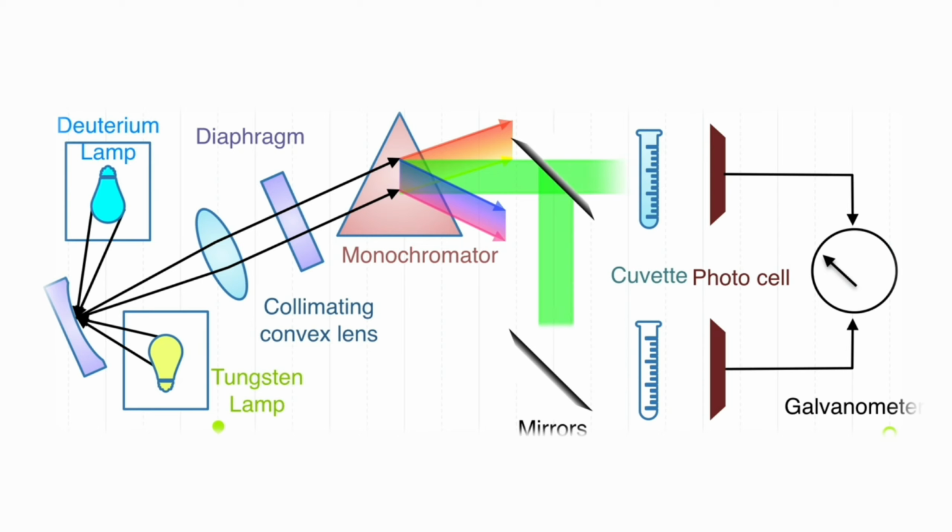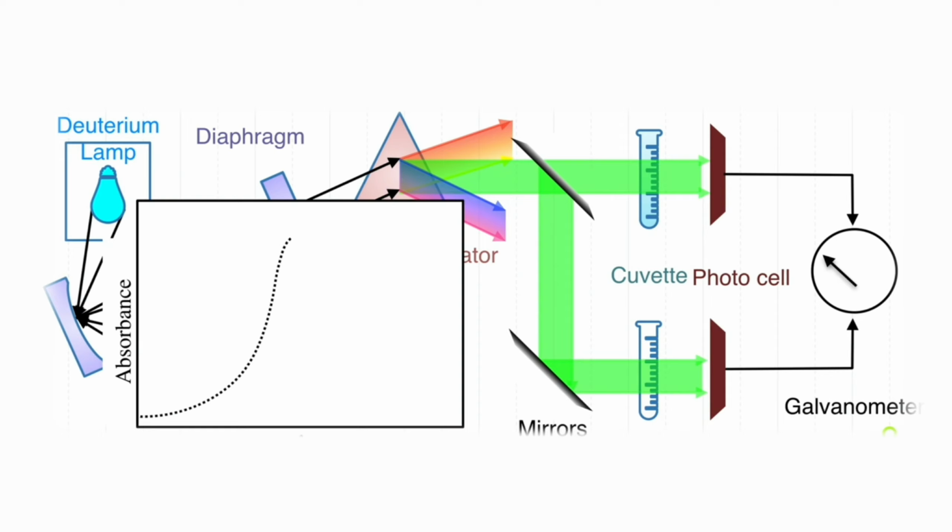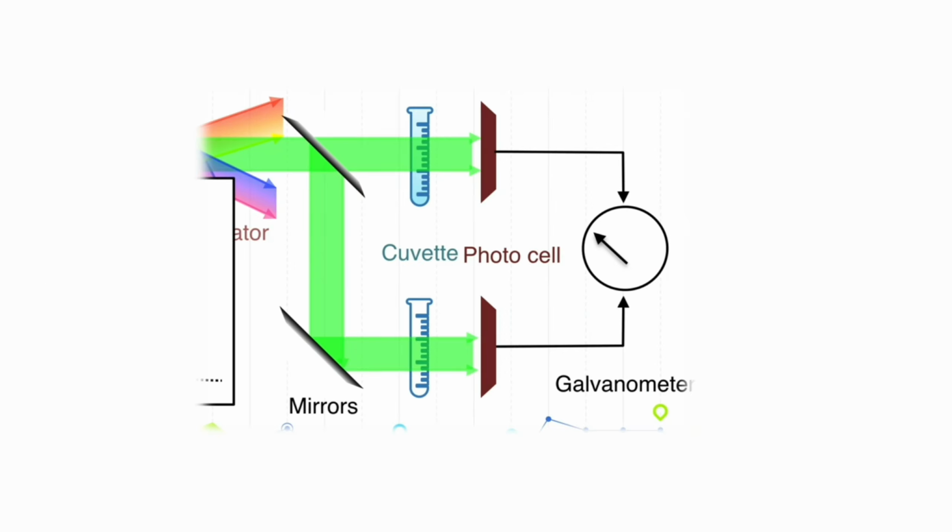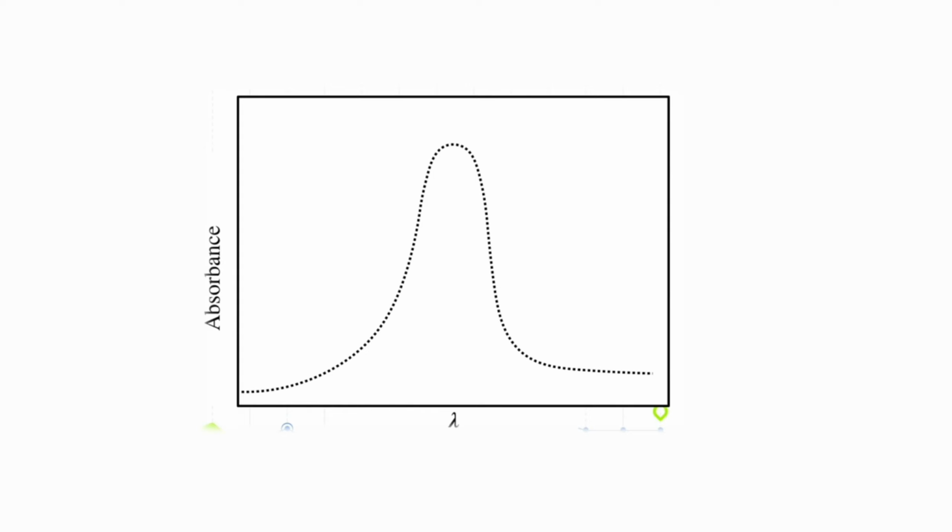The monochromatic light is then separated into two beams with the help of mirrors. One beam is passed through one cuvette containing the blank solution, whereas the other beam is passed through the cuvette containing the sample solution. The beams from the two cuvettes are finally incident on the detector. The detector produces a signal depending upon the intensity of the beam reaching it, and it is displayed on the readout unit. Finally, we get a resultant spectrum of absorbance versus wavelength.